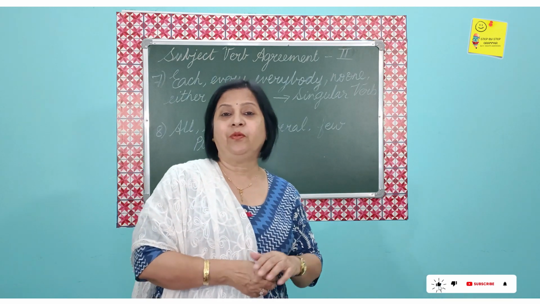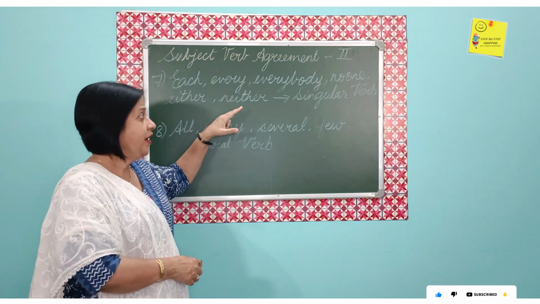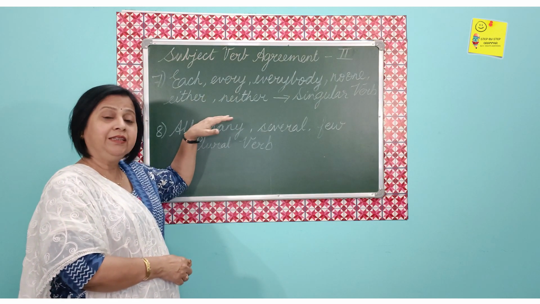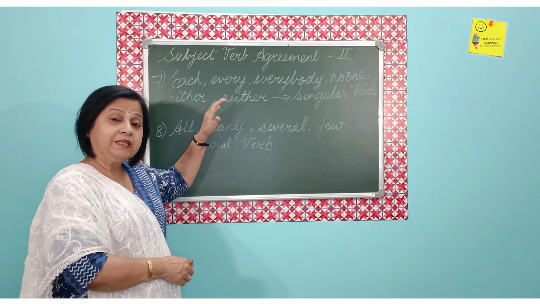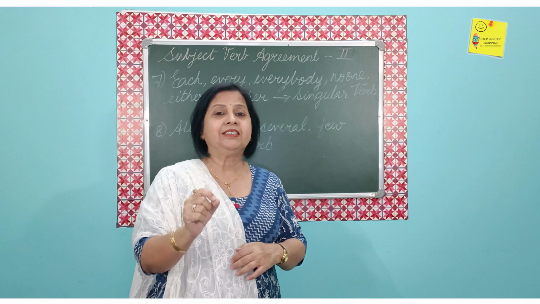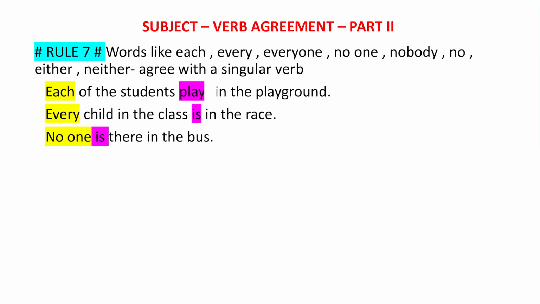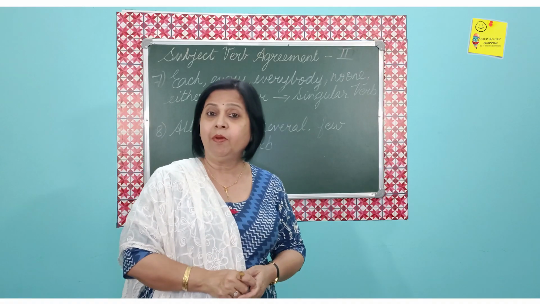So rule number 7: if the sentence contains each, every, everybody, no one, either or neither, the sentence will contain a singular verb. For example, each of the students plays in the playground. Now, each is followed by students, which is plural, but it still takes a singular verb. The singular verb of play is plays, like he plays in the ground, she plays in the ground. But when we have each of the students, it will always be the singular verb.